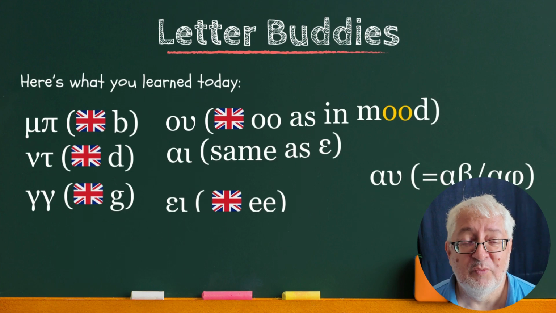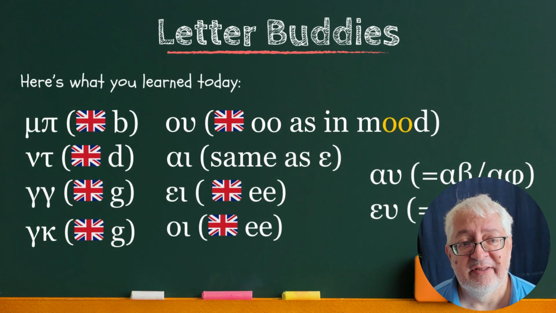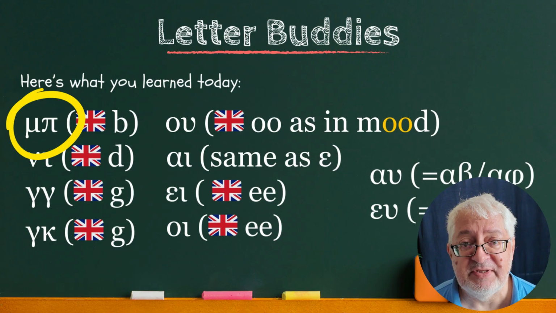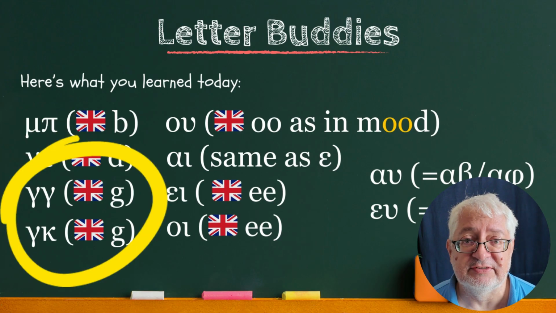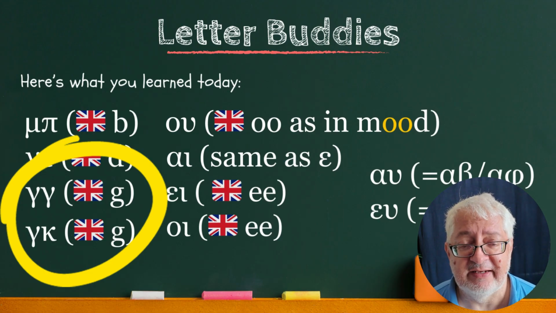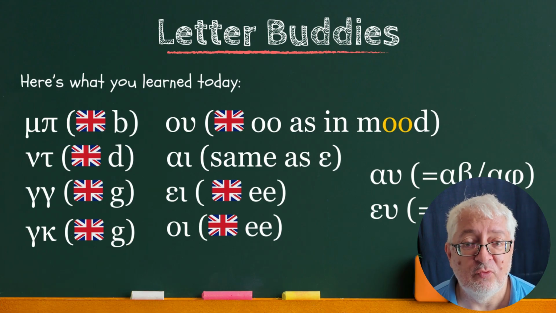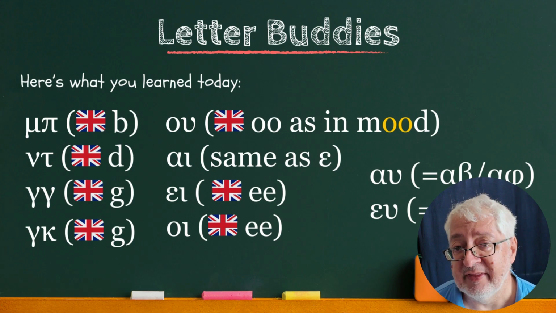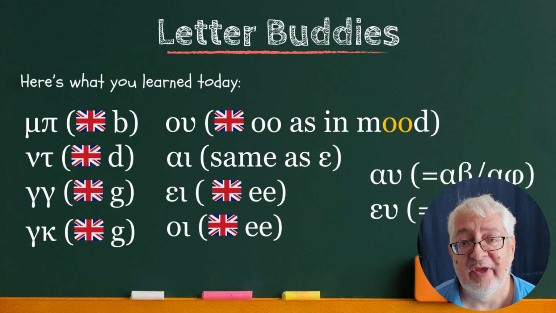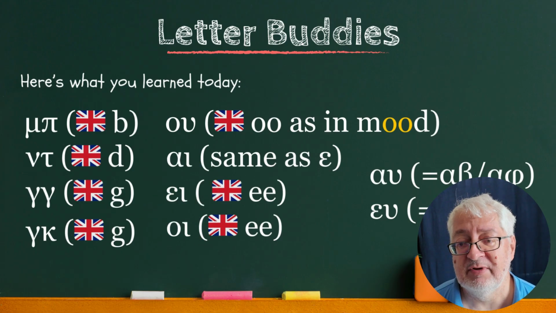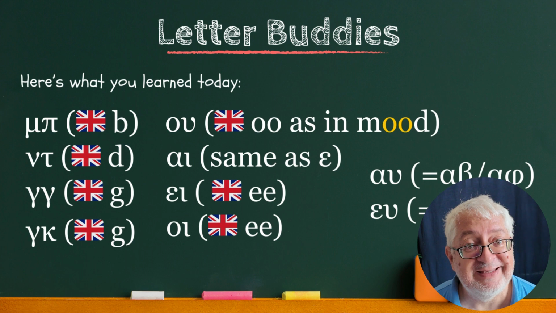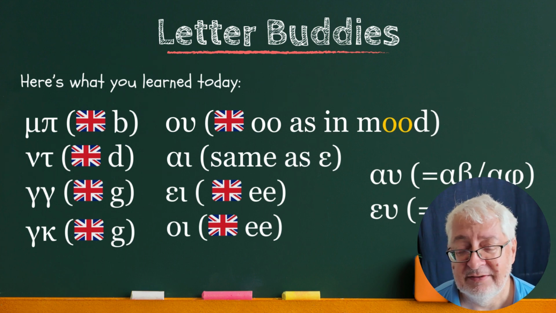Okay, and here is what we learned today. A quick review: the B sound, MP, the D sound, NT, two different versions of exactly the same sound, G, which is the gamma gamma and gamma kappa. We have the U, like in mood, which is the Omicron upsilon. We have the alpha iota, which is an E. We have the epsilon iota and the Omicron iota, which are both E, indistinguishable in pronunciation.